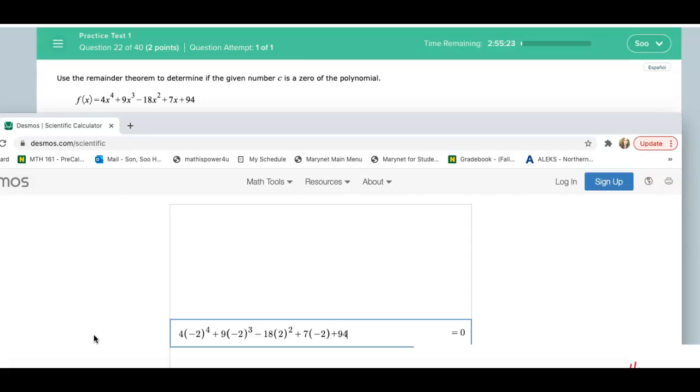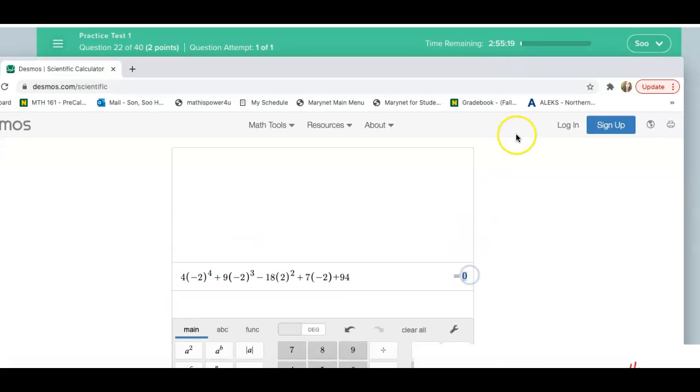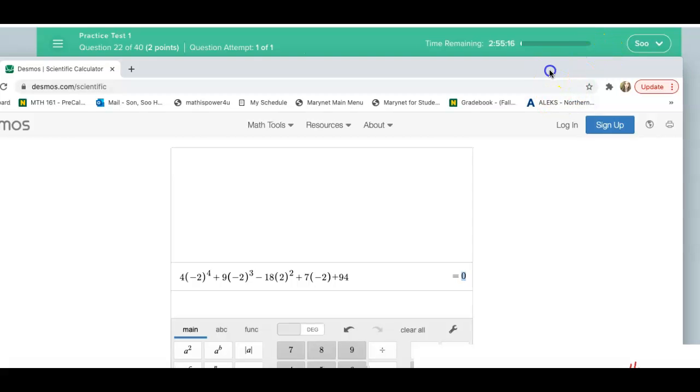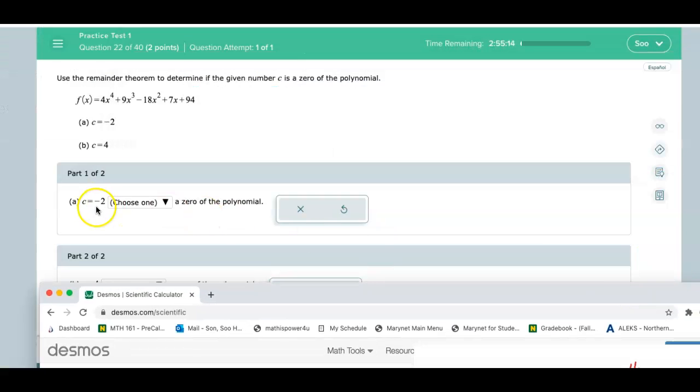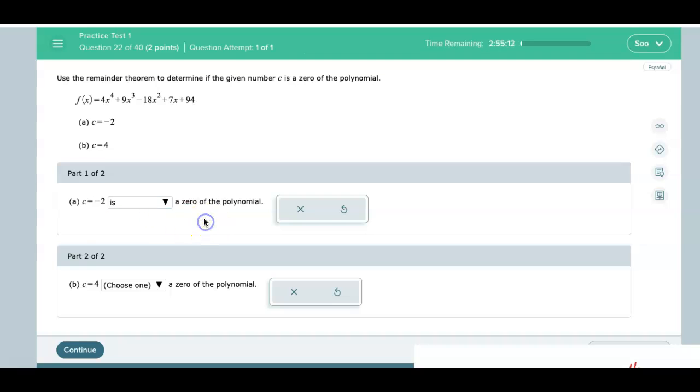If it comes out to be 0, then it's a 0. Yes, look at that function value. It came out to be 0. What does that tell us? That tells us that -2 is a 0 of the polynomial.